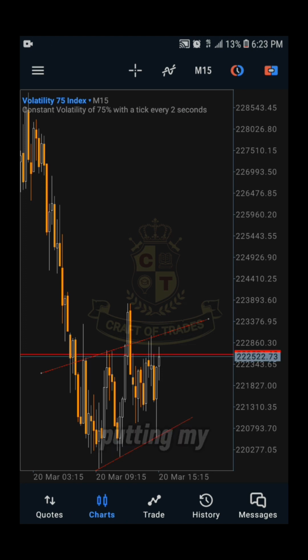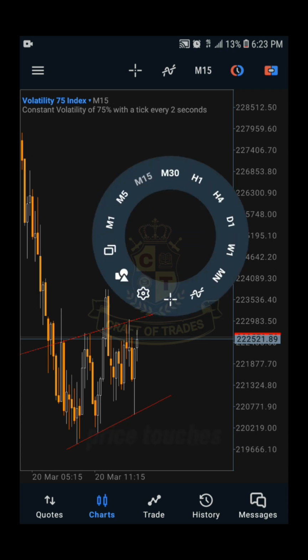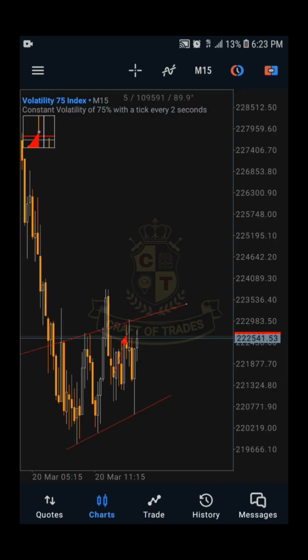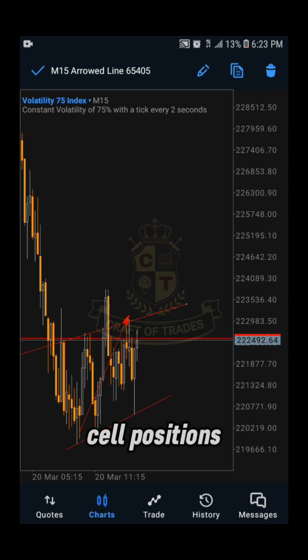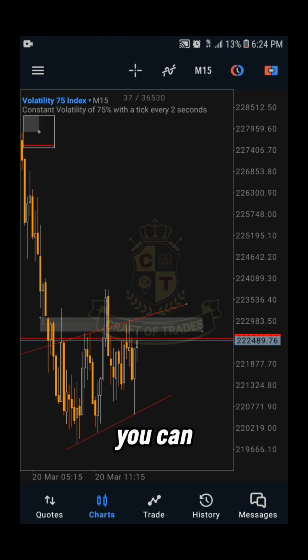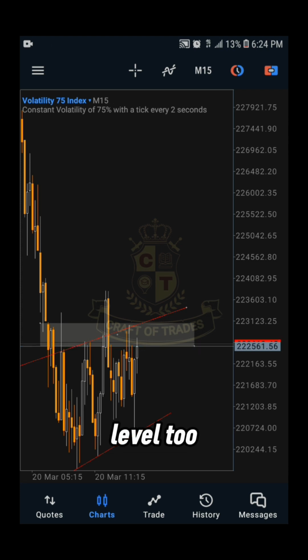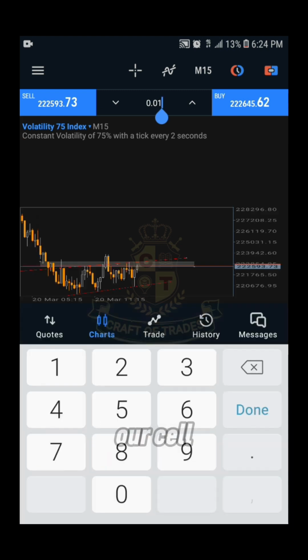So I'm gonna be putting my sell positions over here when the price touches the trend line over here. But for now, I'm gonna be entering my sell positions right now, because the market can pull down. The market can go down anytime, because we are at a resistance level. You can see over here the market has been respecting that level for too long now. So let's enter our sell positions, guys.